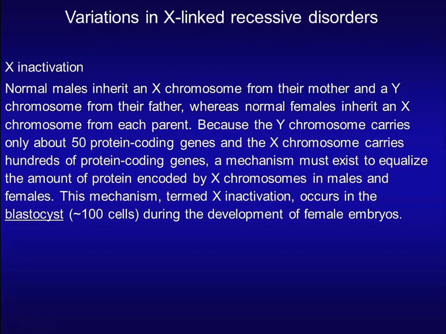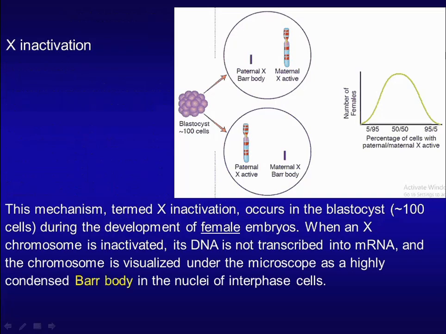It occurs in the blastocyst during the development of female embryos. In a female embryo, at blastocyst stage, either the paternal chromosome is inactivated and becomes a bar body, or the maternal chromosome is inactivated. The choice of paternal versus maternal is random, but once it is chosen, it stays throughout the development. Therefore, in cells with multiple X chromosomes, all but one are inactivated during embryogenesis.